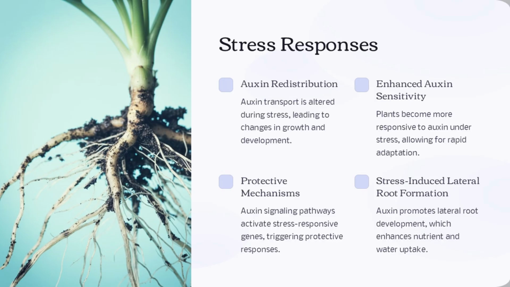Plants undergo various stress responses to adapt to challenging environmental conditions. One key mechanism is the redistribution of the plant hormone auxin, which regulates growth and development. Auxin transport is altered during stress, leading to changes in plant architecture and function. Plants also become more sensitive to auxin, allowing for rapid adaptation to the stressful situation. Auxin signaling pathways activate genes that trigger protective mechanisms, helping the plant survive.